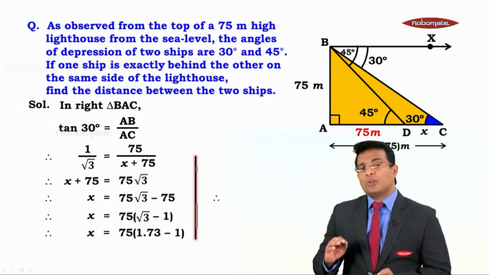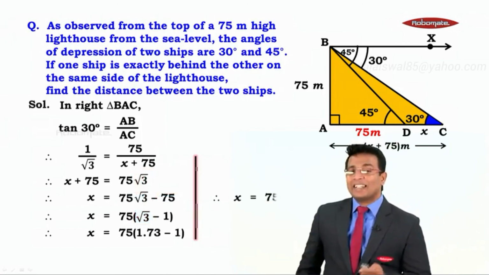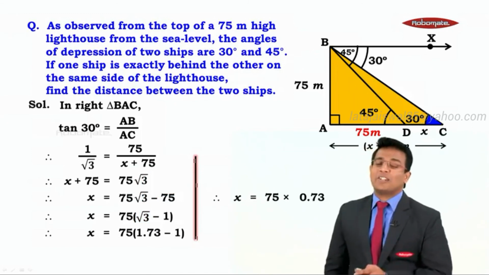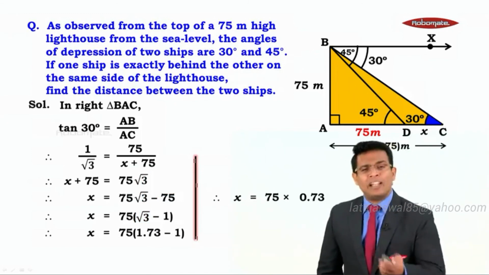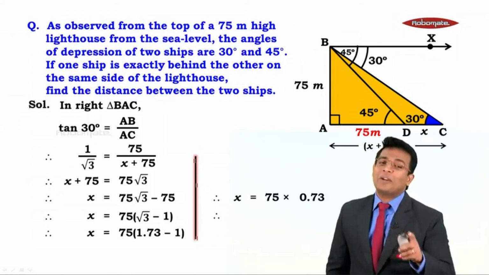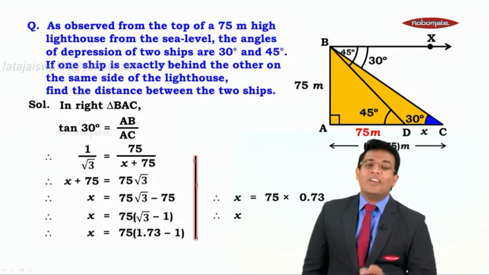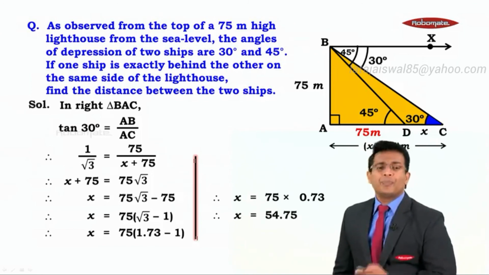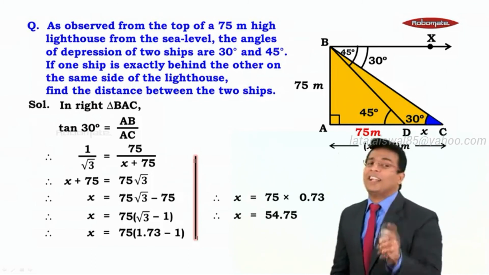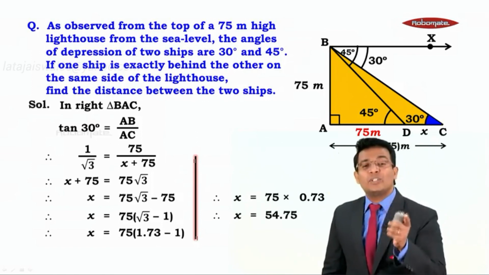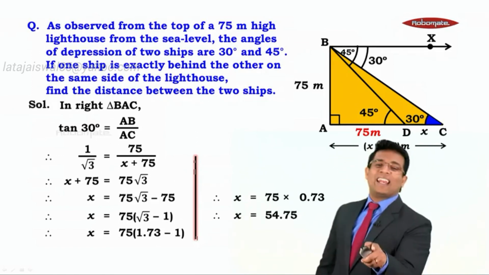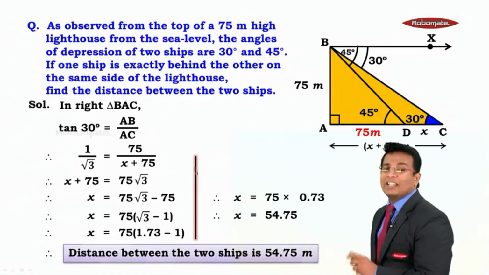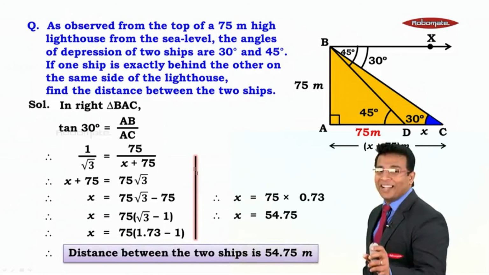So X is equal to 75 remains as it is, and into bracket we will have 1.73 minus 1. How much is that? 0.73. Now it's so easy, just multiply. So X is equal to 75 into 0.73. When you multiply, we get the value of X as 54.75. So that means now, that is what we wanted. That is the value of DC. That means it is the distance between the two ships. So now we can write the final answer there. Therefore, the distance between the two ships is 54.75 meter, and that's the sum.